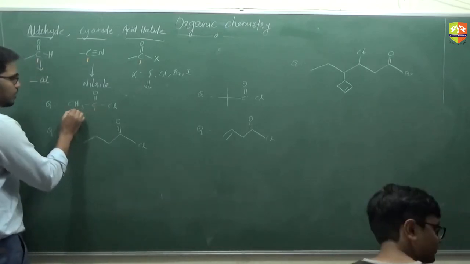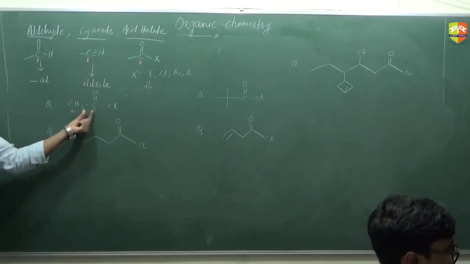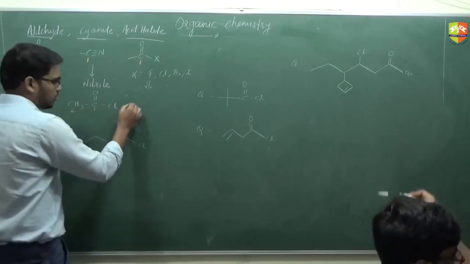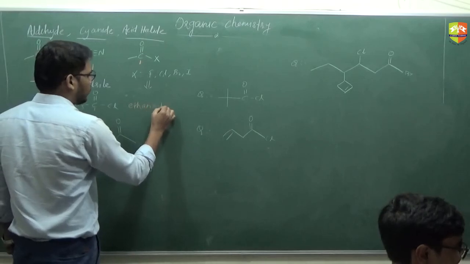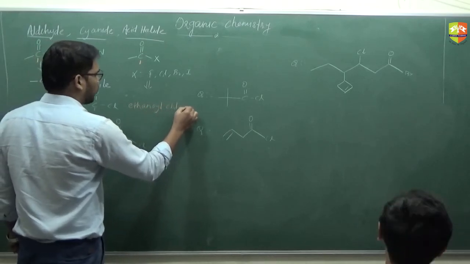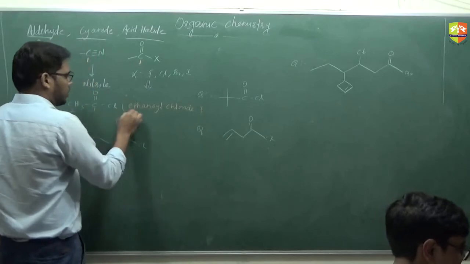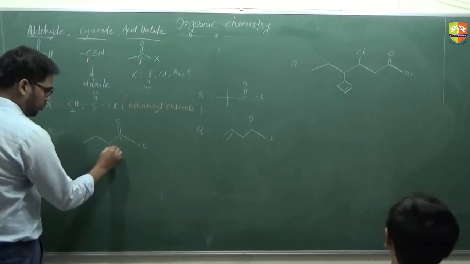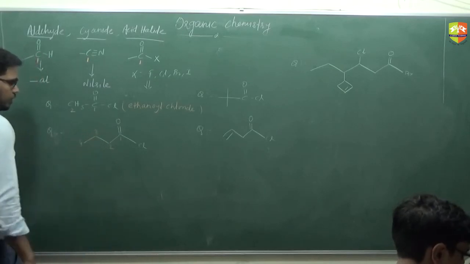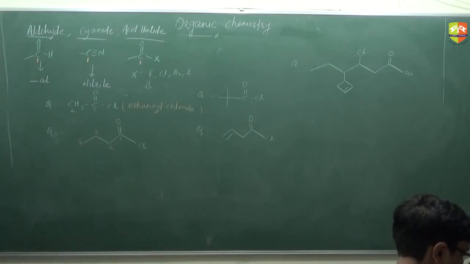We have two carbons on it, so it is ethanoyl chloride. Chloride is a separate word. Why not chlorine ethanoyl? Ethanoyl chloride. So there is a space. 1, 2, 3, 4. Butanoyl chloride. Four carbon atoms, butanoyl chloride.